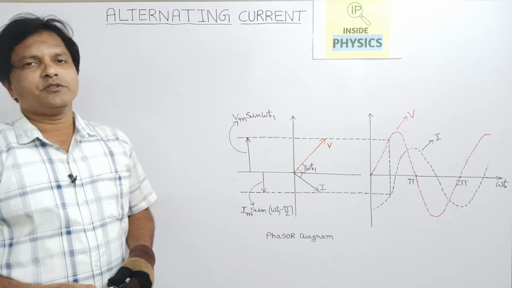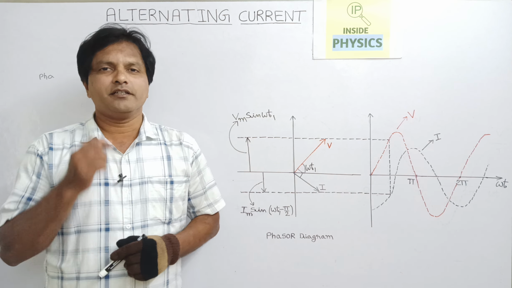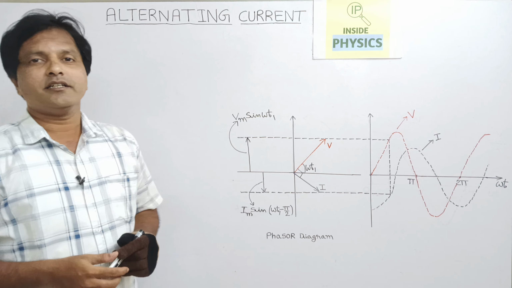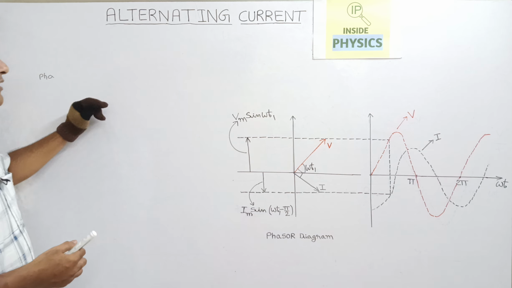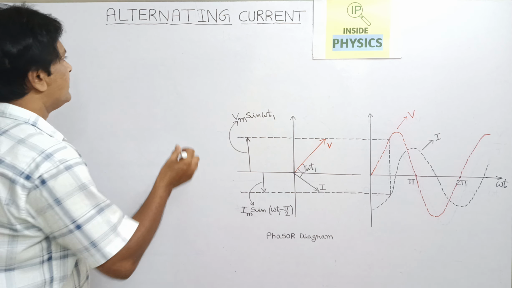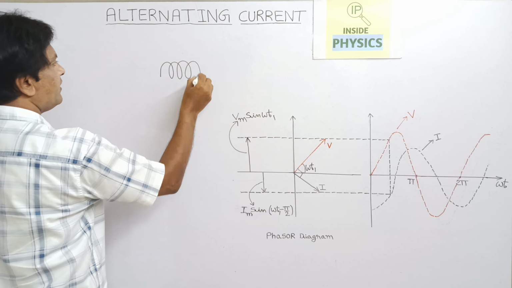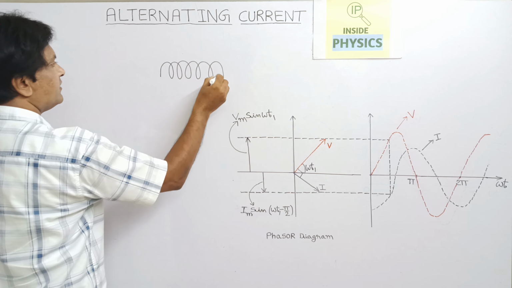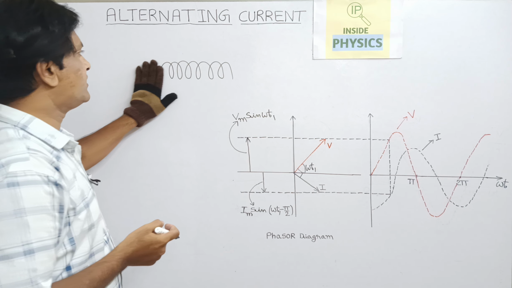In this session, we are going to see how an inductor behaves when it is supplied with an alternating current. An inductor, unlike a resistor, has windings. An inductor is represented by a symbol like this, with its windings taking the place of a resistor.